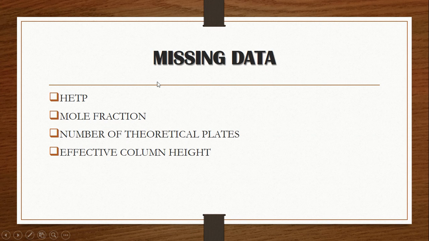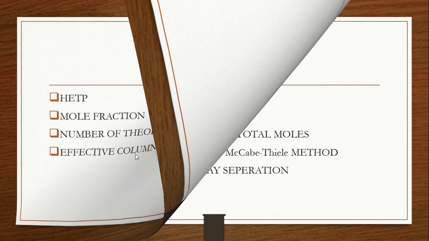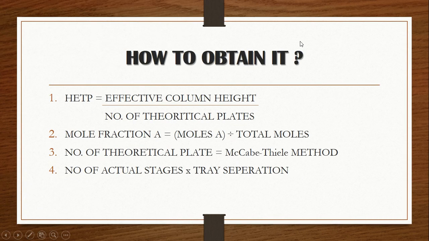There are some missing data, even though we have run the experiment. The first one is HETP, which stands for height equivalent to a theoretical plate. The second one is the mole fraction of the feed and the mole fraction of the samples. The third is the number of theoretical plates, and the last one is the effective column height. So how do we obtain the missing data?